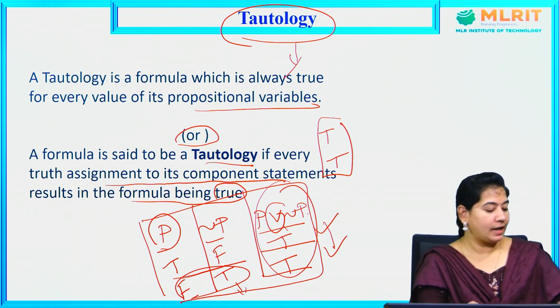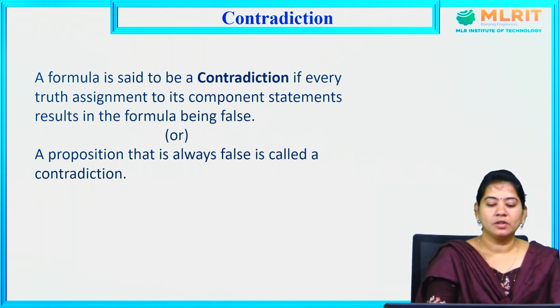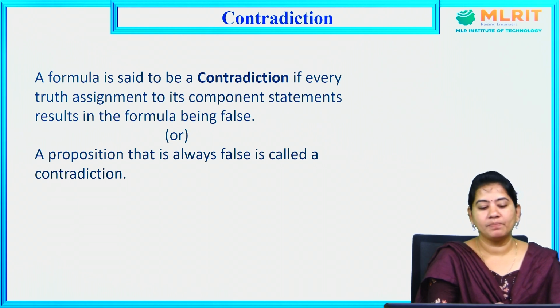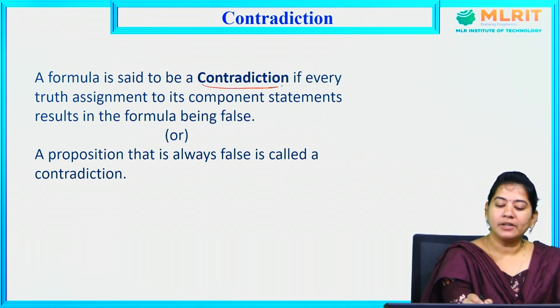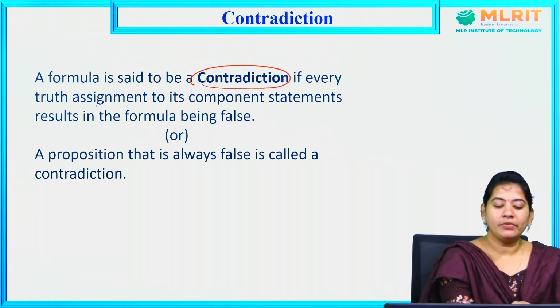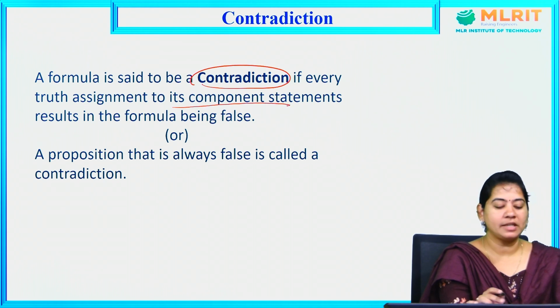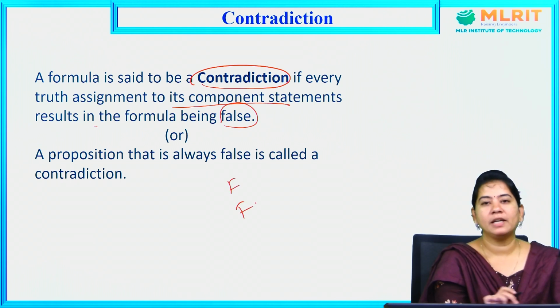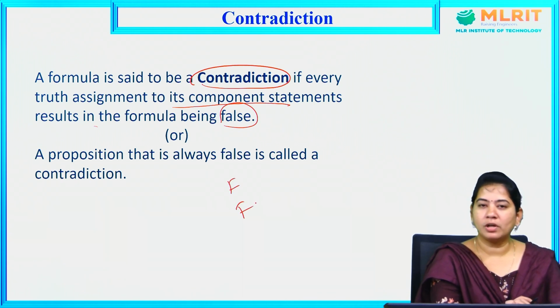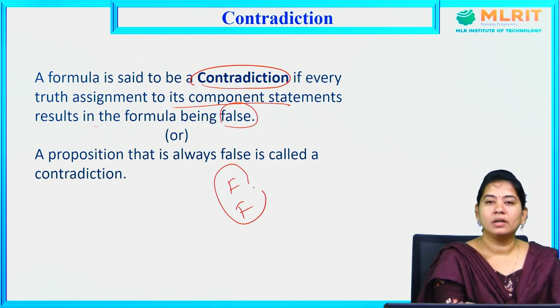And next we have contradiction. What is meant by contradiction? A formula is said to be a contradiction if every truth assignment to its component statements results in the formula being false. That means if all the resultant truth values are false, we can say that it is called a contradiction.